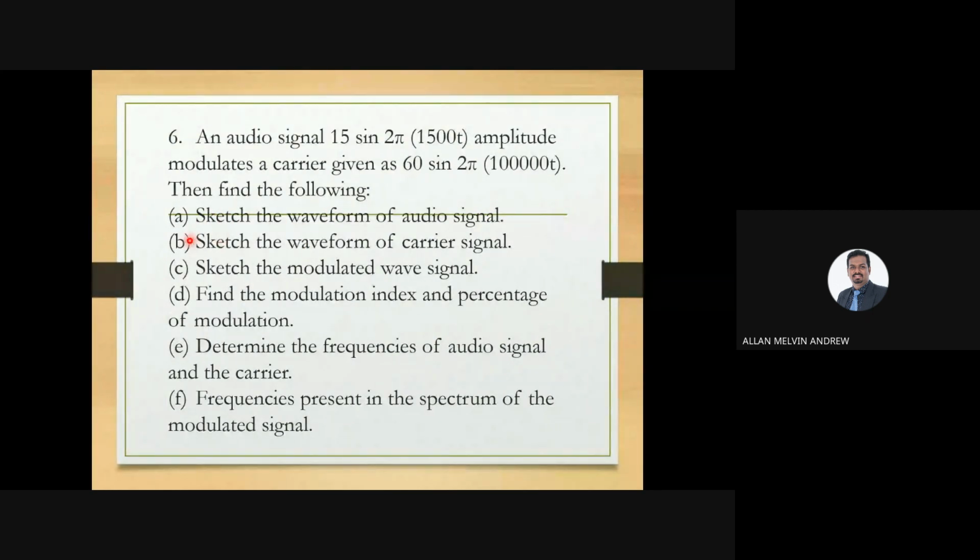First, they ask to sketch the waveform of an audio signal. The first three, A, B, C, are sketches. First, you sketch the message signal, which is the audio signal. Second is the carrier signal, and third is the modulated wave, which is what you get after combining the message signal with the carrier signal. First I will show you how these three are done, because they involve sketching.